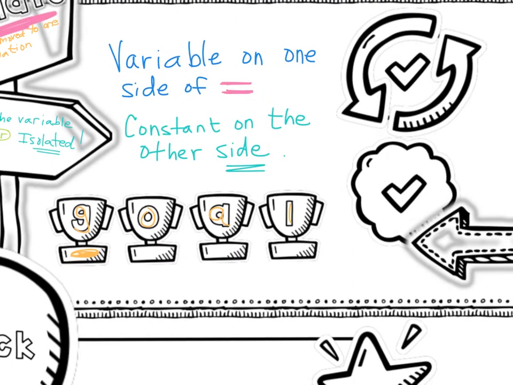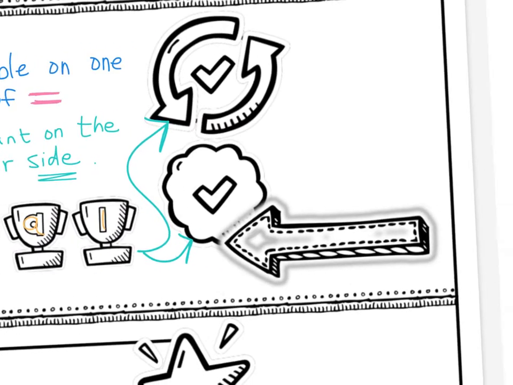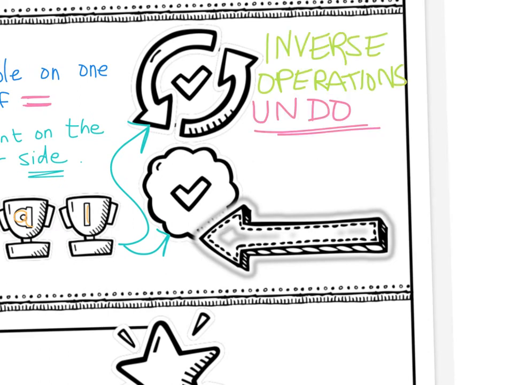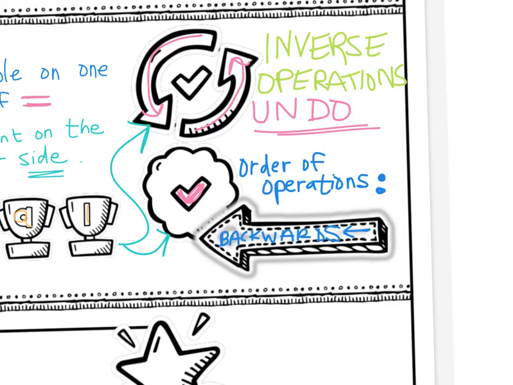So how do we reach this goal? Two ways. We use inverse operations. So we'll put this over here, inverse operations to undo. So we do the inverse operations on both sides of the equation, and then that's what these arrows here mean, inverse operations. And then this check mark in cloud means we're following the order of operations, but we're following it backwards. And we're following the order of operations backwards because we're undoing operations to get the variable by itself.